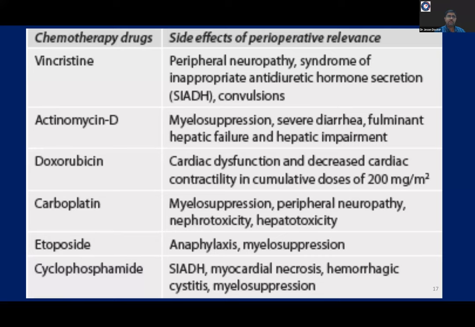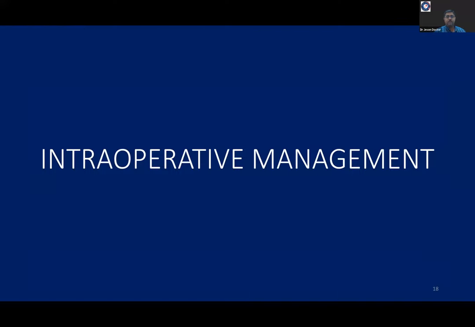So these are some of the drugs which are used for the chemotherapy in Wilm's tumors. And these are the specific complications, the side effect profile, of each of these chemotherapeutic agents. So that's about the preoperative bit, that you need to know what is the extent of the disease, the history, the evaluation, the investigations, and what is the surgery planned and what chemotherapy the child has received.